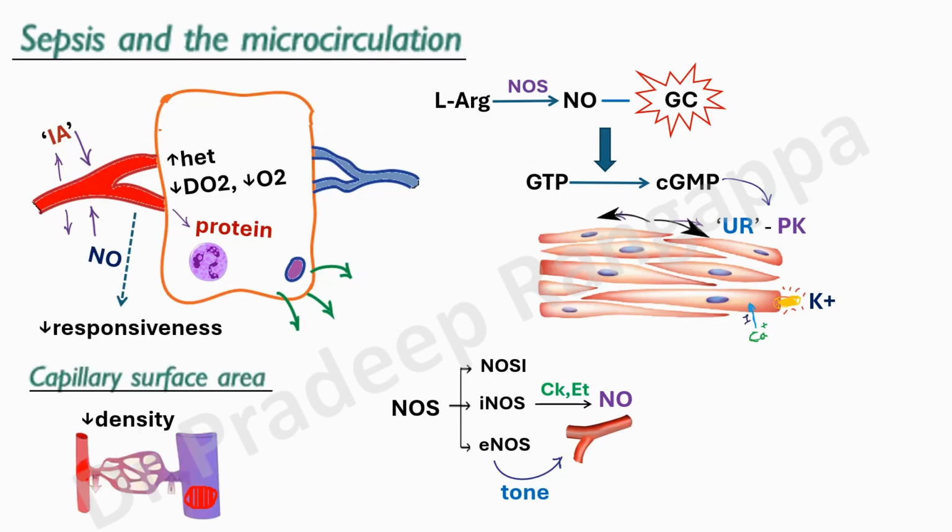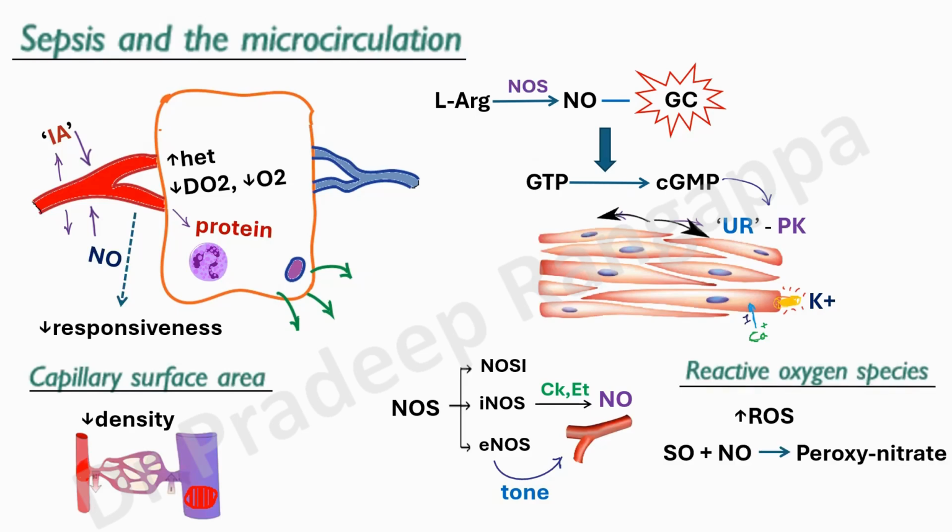And we need to understand that in sepsis, the density of the microcirculation tends to come down. If you see this very carefully, there is microthrombi formation in the venules, and this leads to ineffective microcirculatory surface areas. Because of the clogging of these small microvessels, the density of the microcirculation comes down, and there is an increase in reactive oxygen species, and superoxide with nitric oxide leads to peroxynitrite. All these have a deleterious effect on the microcirculation.